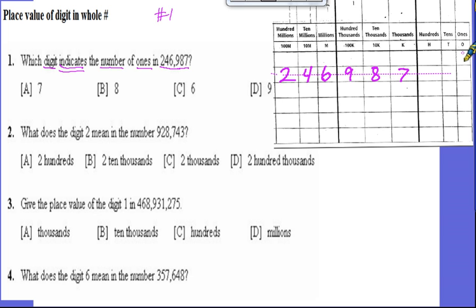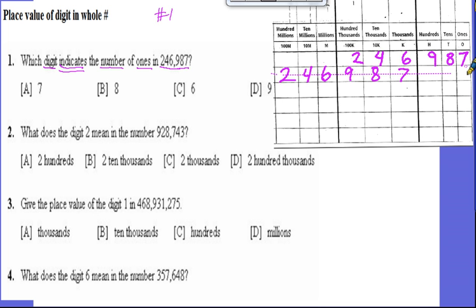So when we're trying to find the value of any digit in a number, we need to start in the ones and write, actually we're writing backwards, right? We're starting at 7, 8, 9 and we're ending at 4 and 2. And there's our number. Our number is 246,987. Are we done here?